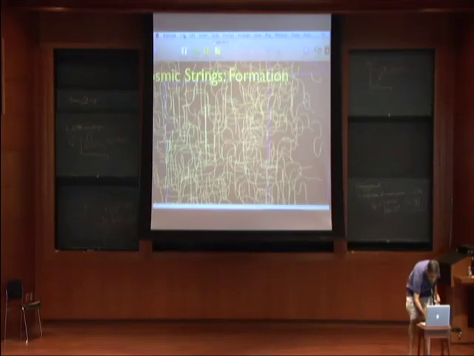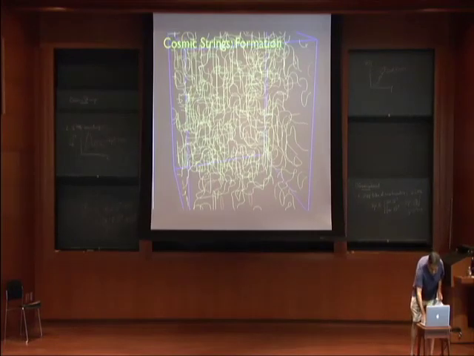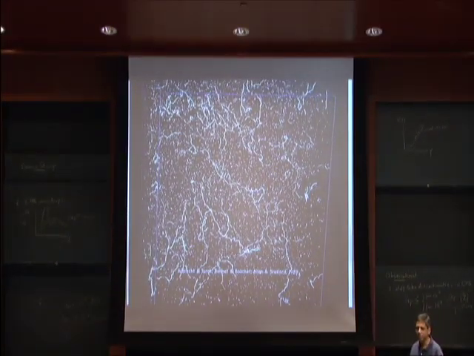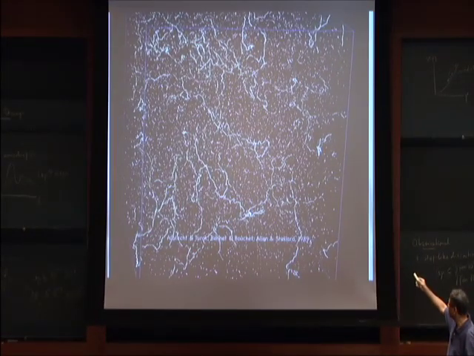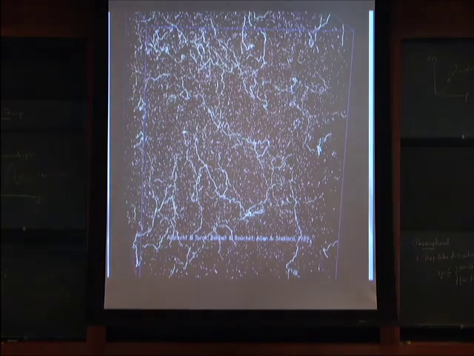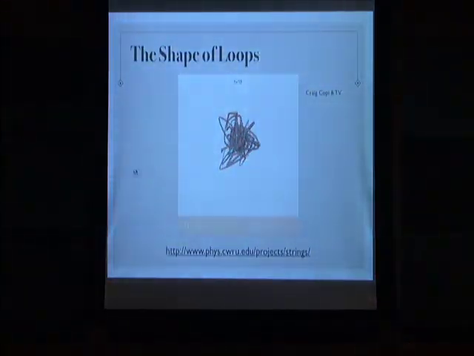Let's see. I should play this slide. Play. That's better. Okay. And then after they hit each other and they evolve and they break up into loops, the network starts looking something like this. And you see these long strings that are crossing the box, and then you have these little tiny dots which are all loops. Then that's the string box, and here is a simulation.